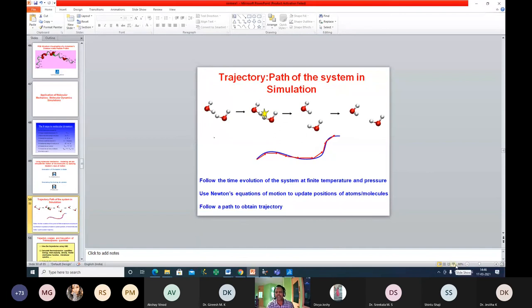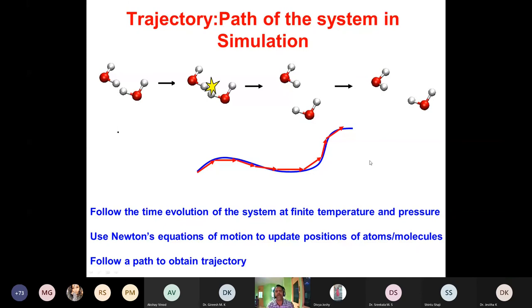In the simulation, we already saw the molecules moving. The path of a moving molecular system is called a trajectory in the simulation. Trajectory is the path of a moving molecular system in a simulation. And from the trajectory analysis, we can study a lot of properties, like interactions in a protein-ligand molecular dynamics simulation.